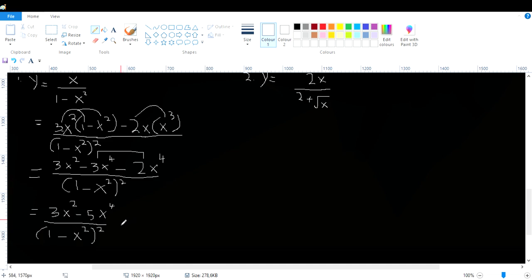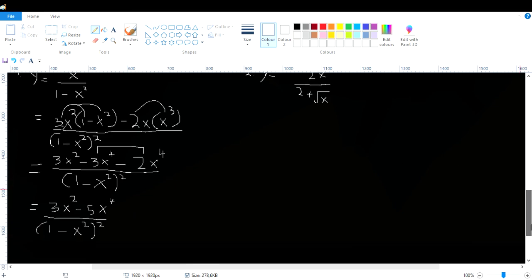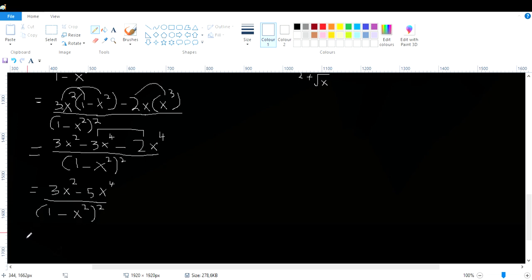And then let me write the final answer. The sign for a derivative is equals to 3x squared minus 5x to the power 4.